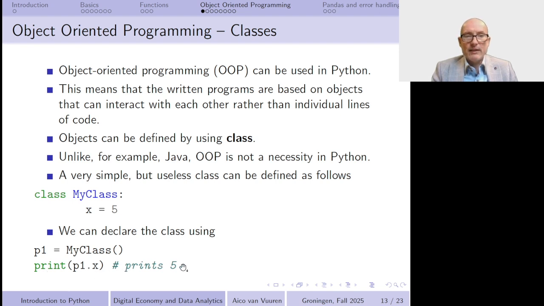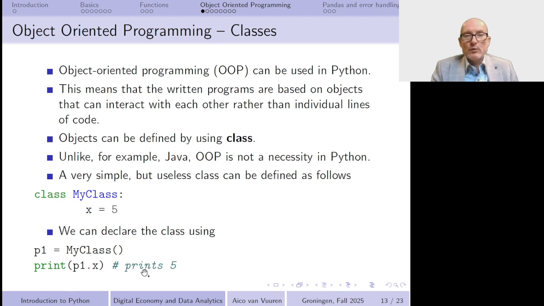If we print this, we get a 5. Take into account that, as I already said, this class by itself is completely useless, because we could have done essentially exactly the same thing by simply writing p1 equal to 5 and then printing p1 itself and getting a 5 as well.